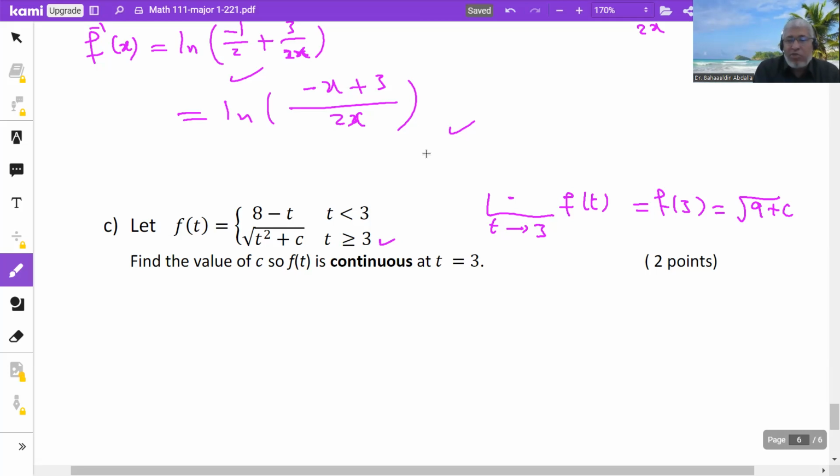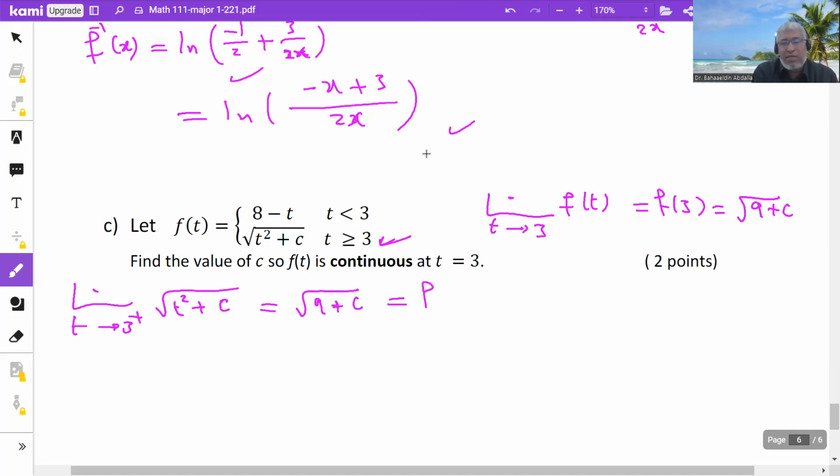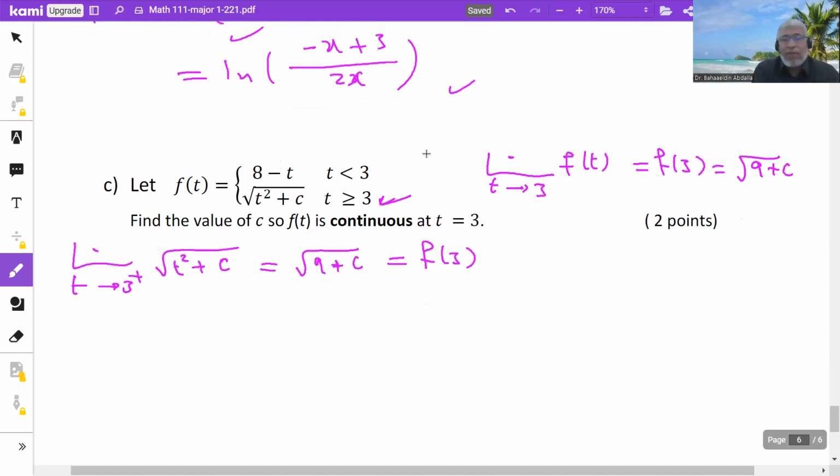But I need to make sure that the limit exists. Well, the definition changes at 3. So I need to find the limit when t approaches 3 from the right and from the left. From the right, I need numbers greater than 3. So again, I'll use the second definition. So square root of t squared plus c. Replacing t by 3, I will have square root of 9 plus c. And you notice that this is f of 3. So in fact, the function is continuous from the right. But this is irrelevant. He didn't ask about it. But it is not continuous from the left.